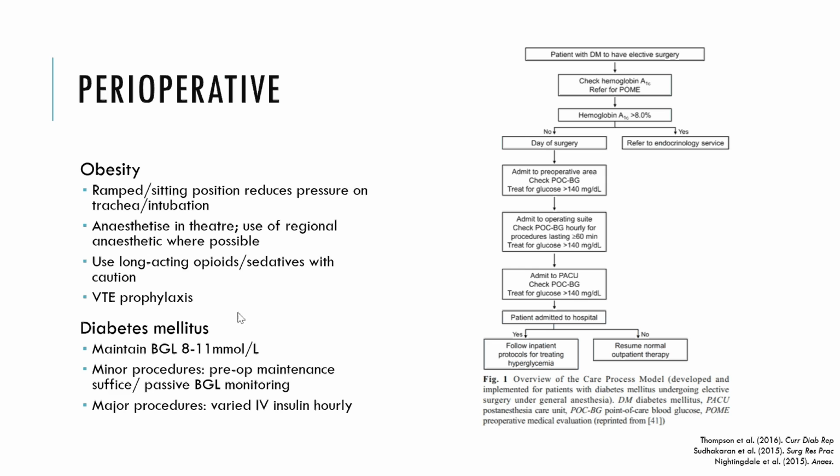Perioperative management of the obese patient typically includes the ramping or sitting of the patient in the theatre to reduce pressure on the esophagus and reduce the failure rate of intubation in the patient. It is recommended that a venous thromboembolism prophylaxis is administered, as obesity is considered a risk factor for VTEs in a surgical setting. Minor surgical procedures under an hour can be passively monitored for hyper or hypoglycemia, with the preoperative maintenance dose of insulin usually being enough.